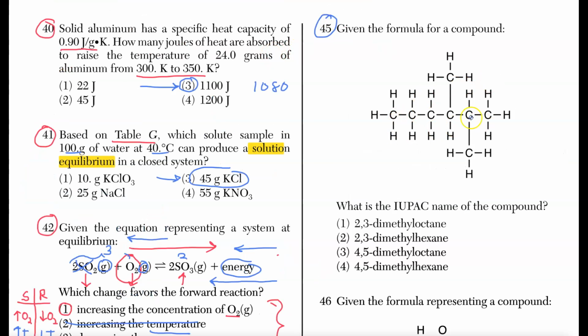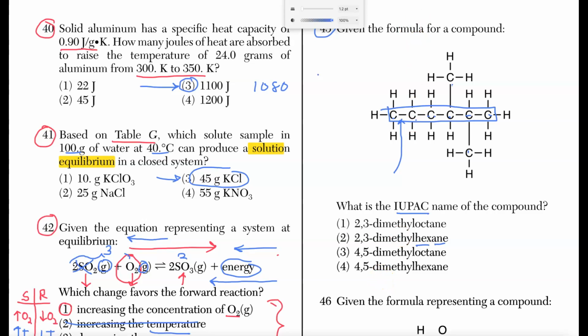Number 45. Given this compound, an organic compound, it's carbon-based. What is the IUPAC name? Oh my gosh, what's IUPAC? It's just the naming system that you learned. Don't get all crazy. And the naming system is to find the longest continuous chain of carbons. 1, 2, 3, 4, 5, 6. The longest continuous chain of carbons is right here. So if you go to table P, you'll see the longest continuous chain starts with hex. And because there's single bonds between the carbons, you go to table Q, it's an ane. That's how I build that.